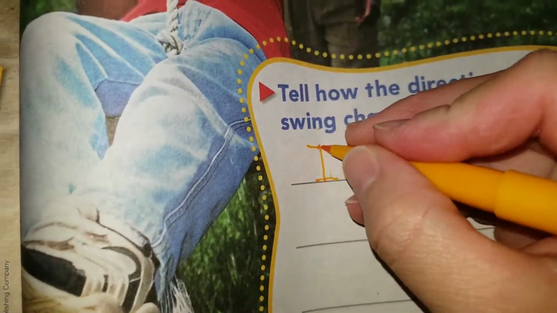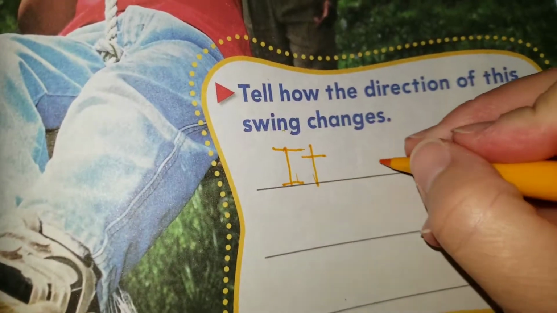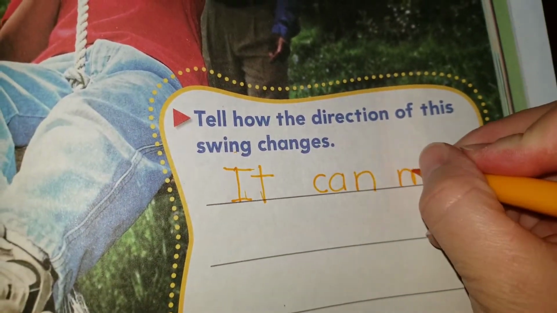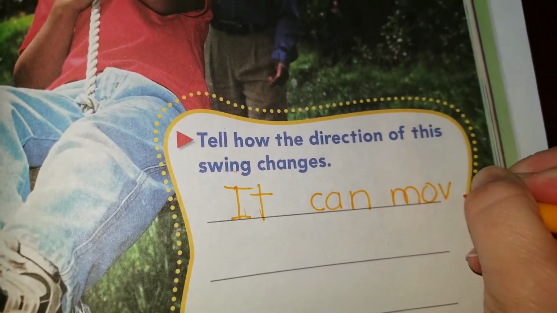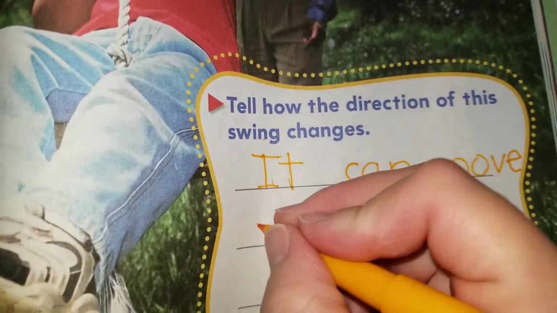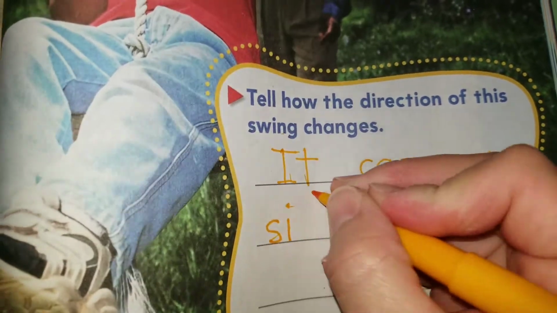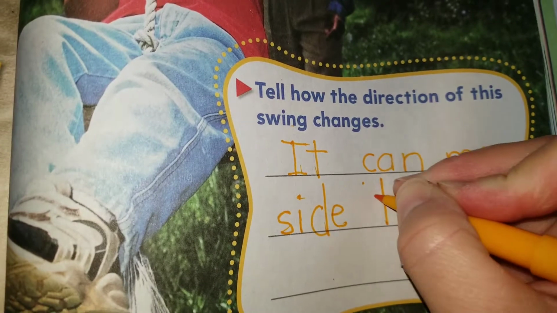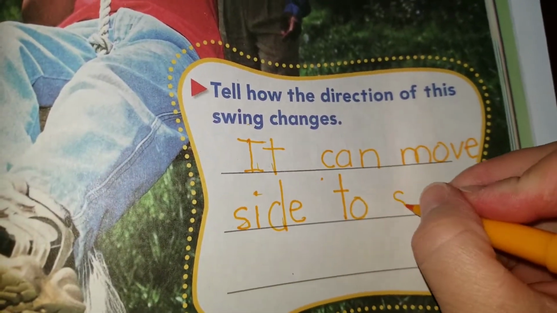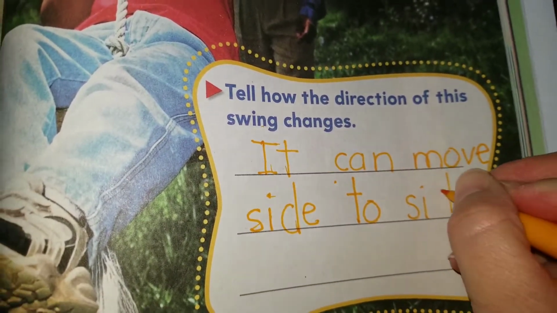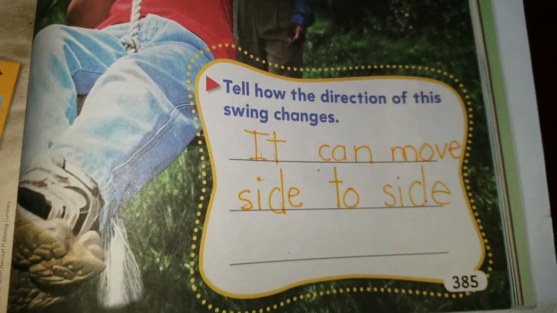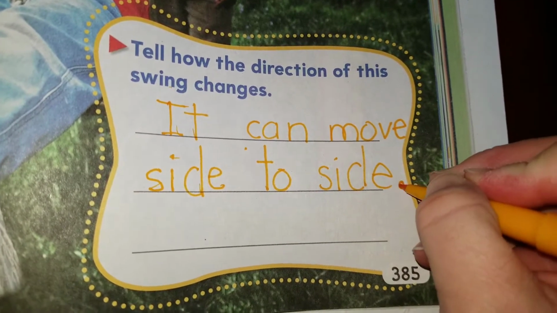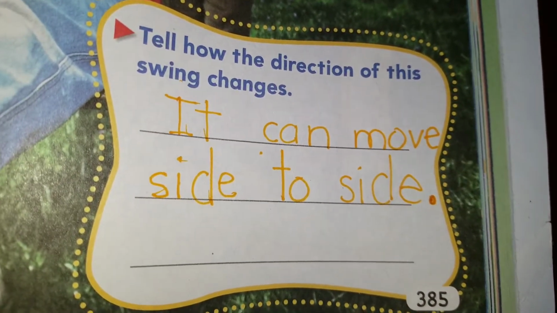It, because a swing is not a person. It can move side. Oh, forgot the E. Silent E. Side to side. Or you can also say that it can move from left to right or from right to left. It can move side to side. Oh, forgot the period at the end of the sentence because it is a sentence.